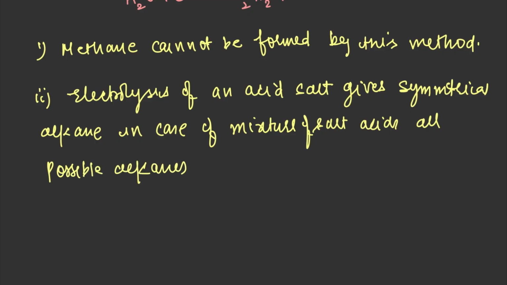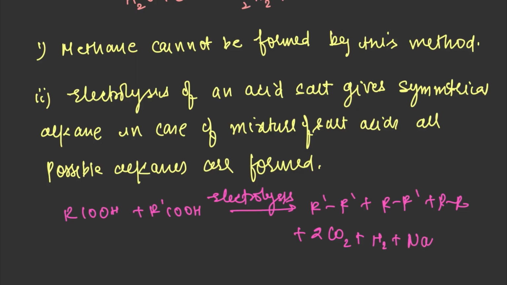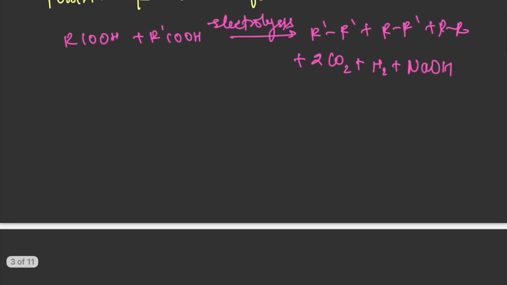How are all possible alkanes formed? Let's say we have RCOOH plus R'COOH, which on electrolysis form R-R plus R-R' plus R'-R' plus 2CO2 plus H2 plus NaOH. All the possible products we will be getting over here.